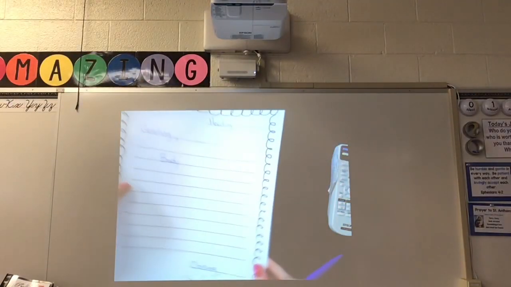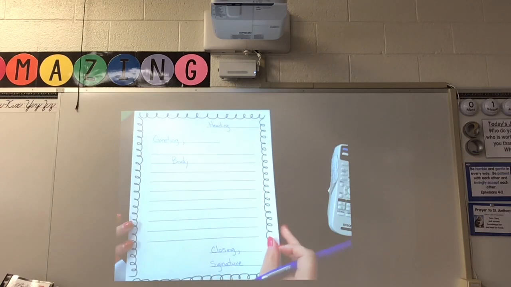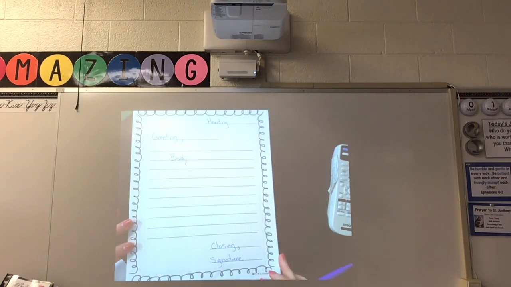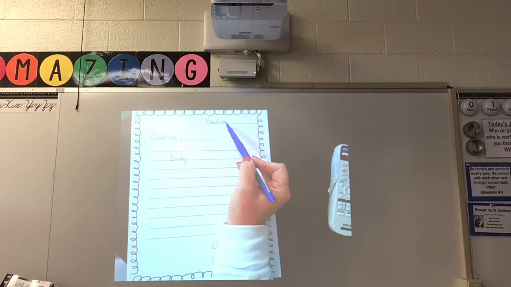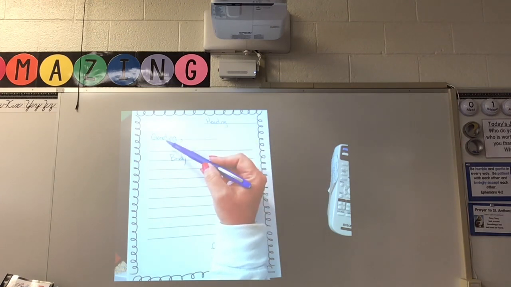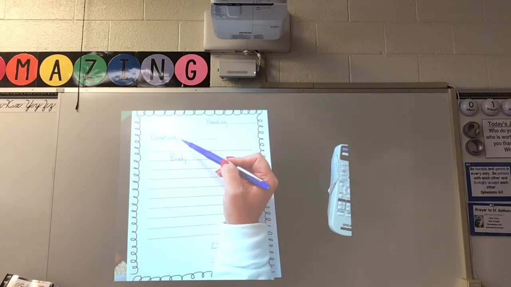All right, boys and girls, so a letter has 5 different parts. The first part of the letter is called the heading. The heading is where you write the date that you are writing the letter. The second part is called the greeting. The greeting is where you write, Dear Grandma, or Dear Uncle Joe. You would put a comma after that.